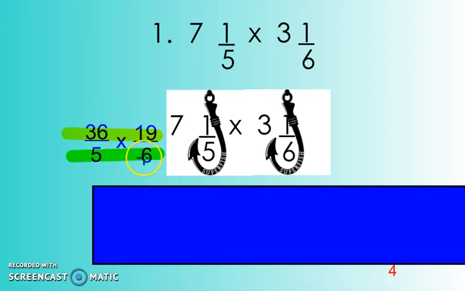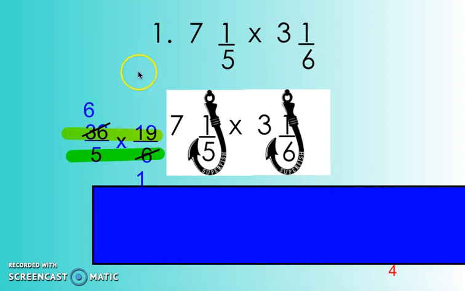Yes, look at the 36 and the 6. Both of them are divisible by what number? 6. What is 36 divided by 6? 6. And what is 6 divided by 6? 1. Nice job. Anything else we could simplify? 5 and 6 don't go together, and 5 and 19, they do not go together. And 1 really doesn't change anything. It keeps it the same. So that is in simplest form. And so I think that's the furthest we can go.